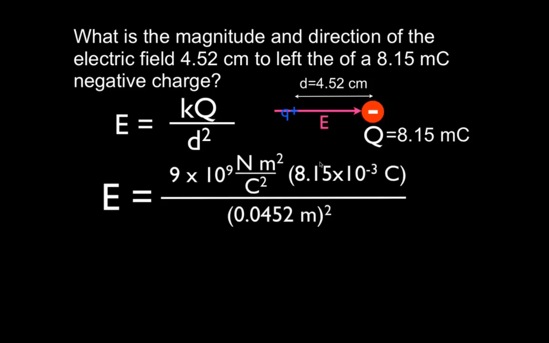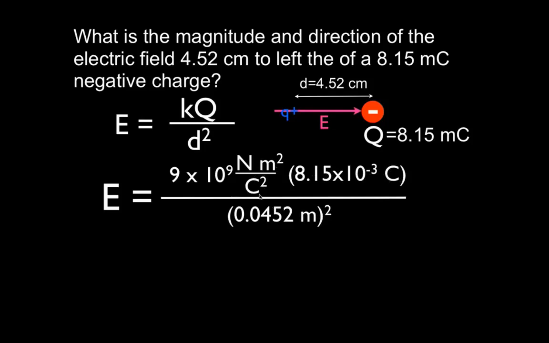Now I want to point out that this was 8.15 millicoulombs. That charge has to be in coulombs when you put it in this equation because the constant is in coulombs. So I just put 10 to the minus 3 because that's what milli is. 8.15 times 10 to the minus 3 coulombs. Also, the distance has to be in meters, so I converted that to 0.0452 meters. I'm going to square the meters in this value, and the meters is going to go away. I only have 1 coulomb on top, and coulomb squared in the denominator, so one of the coulombs is going to go away.